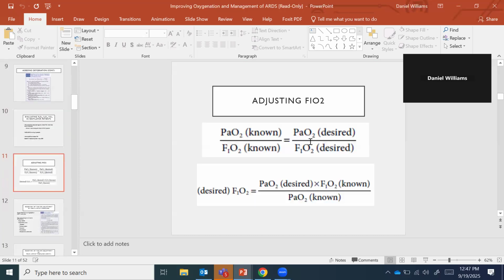So when we talk about how high should we go up with our FiO2, how low should we go with our FiO2, there is the desired FiO2 calculation. You would take your desired PaO2, what do you want the PaO2 to be? Multiply that by your known FiO2, as a percentage, and then divide that by the known PaO2, and that number will give you an approximate, calculated value for what you should turn your FiO2 to on the ventilator.